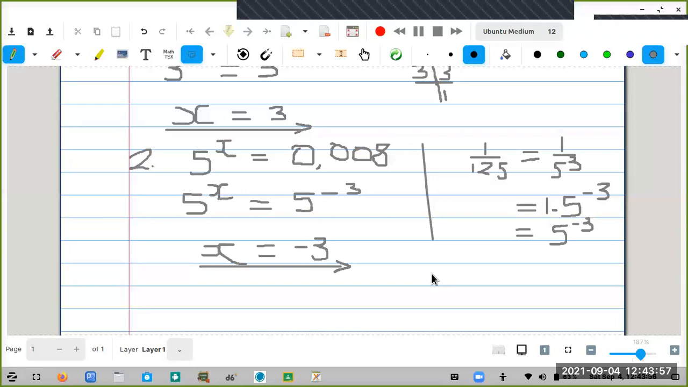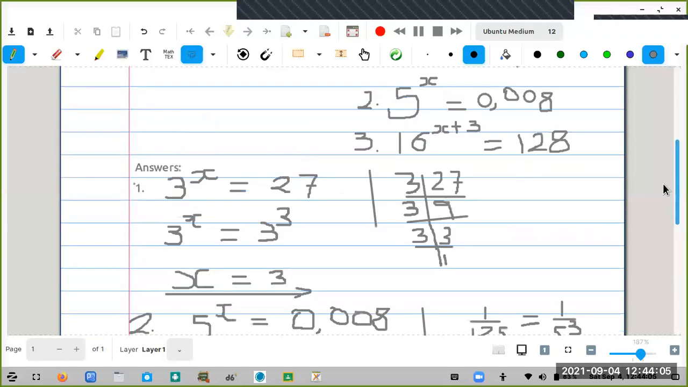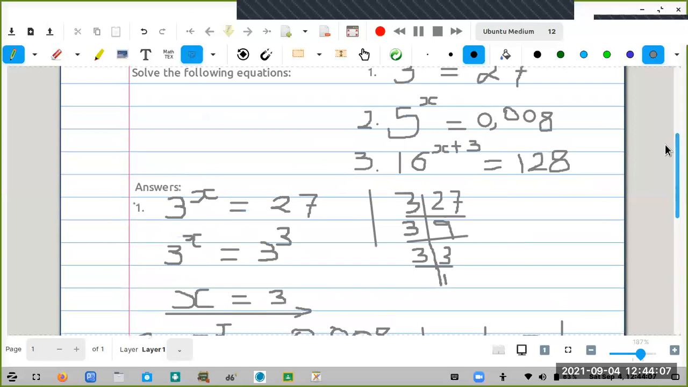Right, I'm not saying all our answers must be having 3. It depends on the exponential equation that you are dealing with, right?